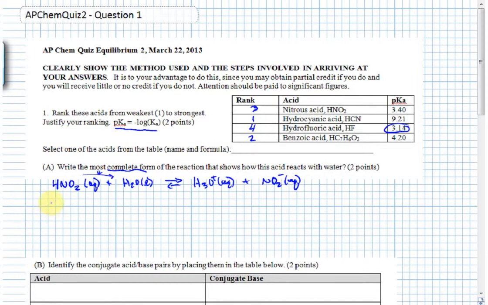If we were doing hydrocyanic acid, we'd start out with HCN reacting with water. Again, very similar pattern. The hydrocyanic acid is going to be the proton donor. Don't be afraid to draw that arrow. Hydronium ion plus cyanide ion.